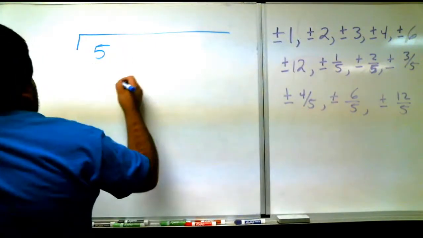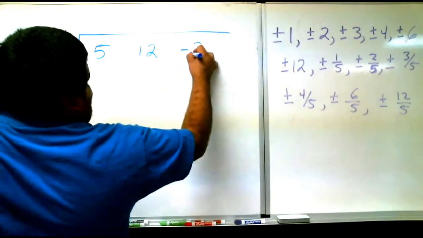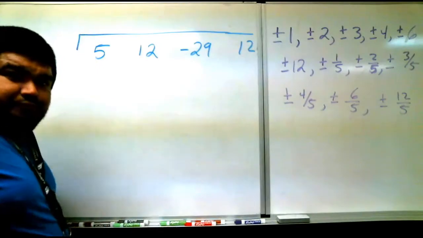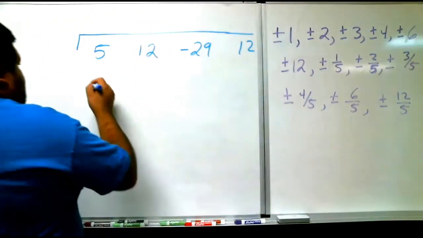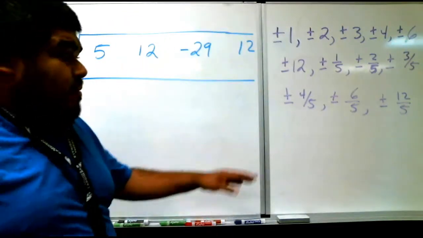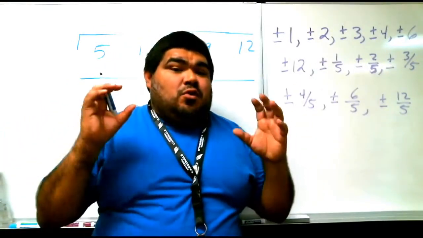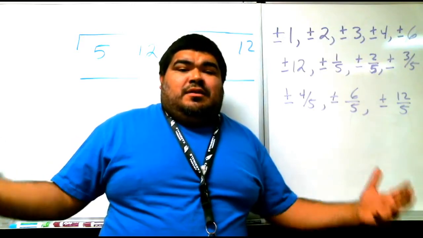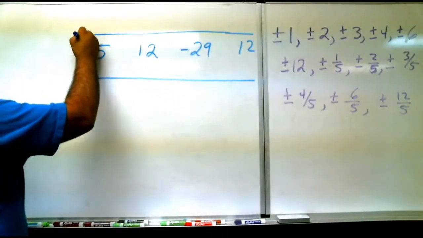We have a 12, a negative 29, and a positive 12. Now that we have those numbers, remember, we're going to pick one number out of all these outcomes. It can be either positive or negative, okay? I'm going to start off with a positive 3. Let's start off with the positive 3, see what it gives us.